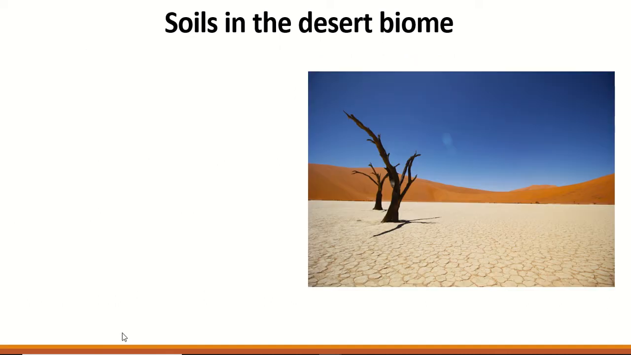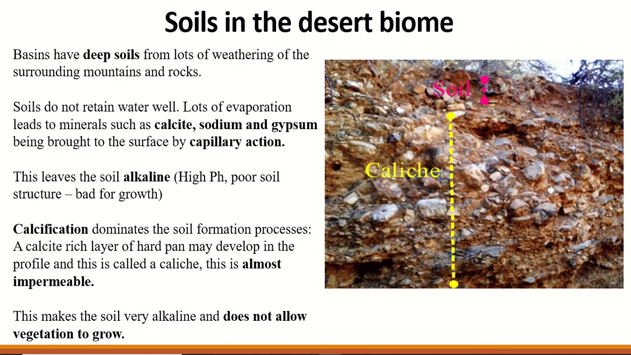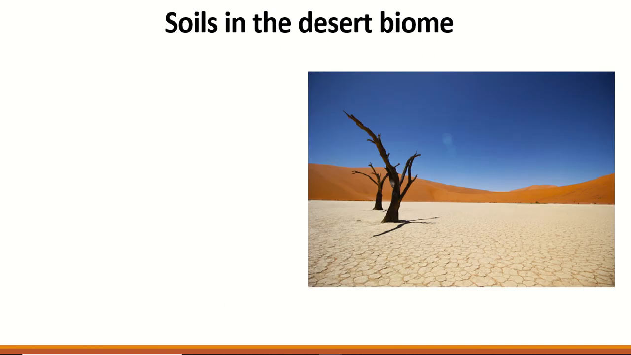So to recap on that, guys, we know soils are very deep. Unfortunately, there's lots of heat in the desert, which should cause evaporation. Because there's no water to evaporate, what evaporates instead? Minerals evaporate instead. Those minerals, calcite, sodium, and gypsum, all get brought to the surface. What's the problem with this? It leaves the soil alkaline, which means it has a high pH, and it is bad for growth.